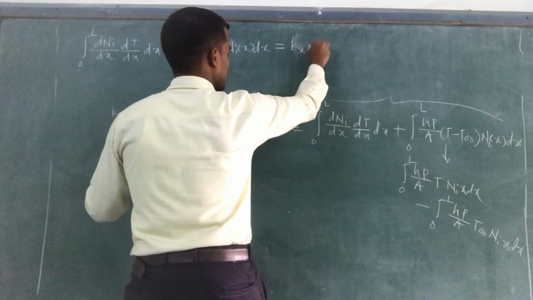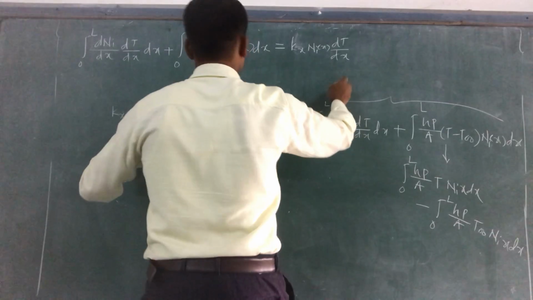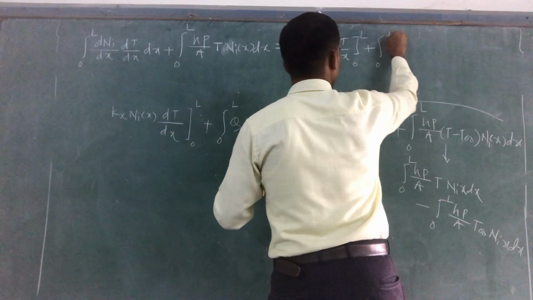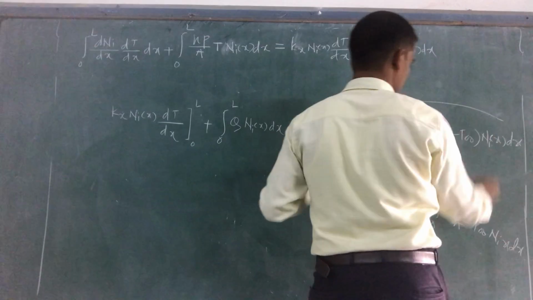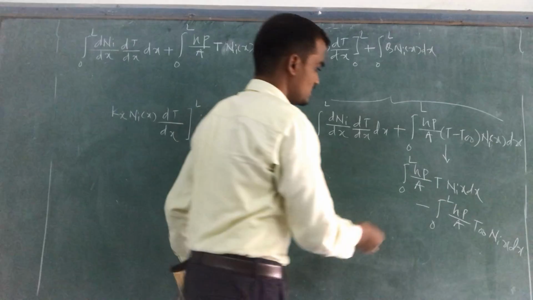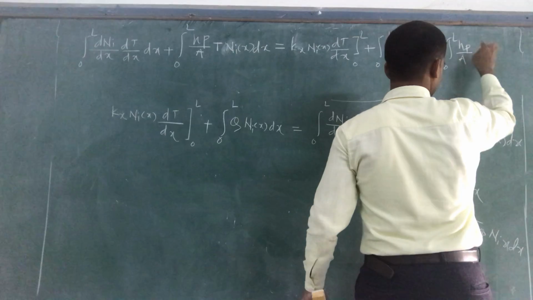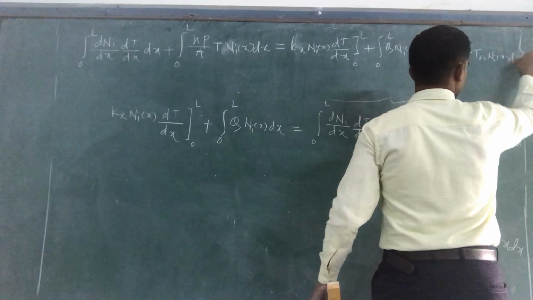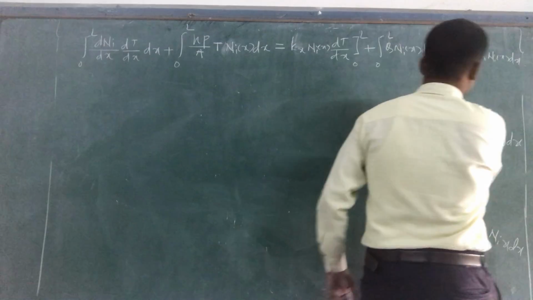kx Ni of x dT by dx over limits 0 to L plus integration 0 to L q Ni of x dx, and this has a minus sign on this side, so it will become positive on the other side. So it will become plus integration 0 to L h P by A T infinity into Ni of x dx. Okay, so in this way you will get this final equation.